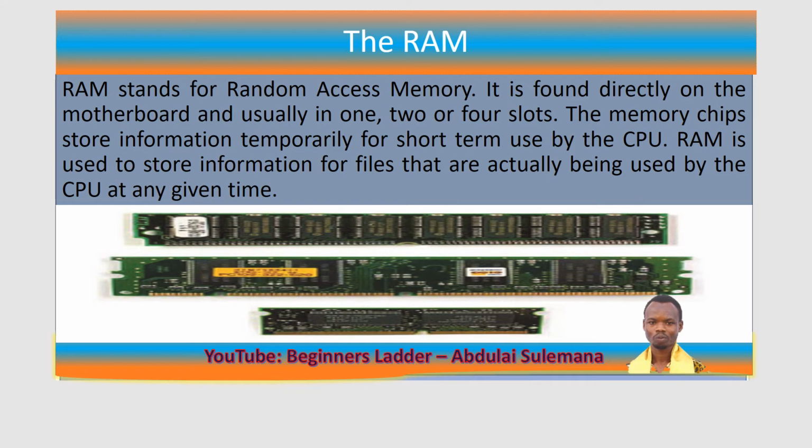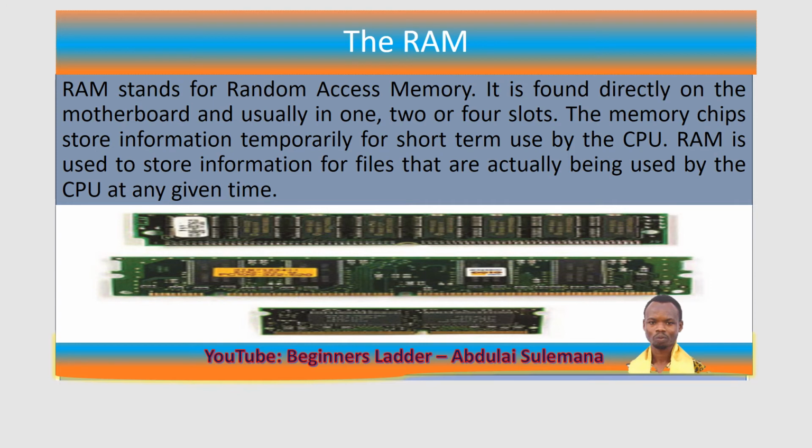The RAM stands for Random Access Memory. It is found directly on the motherboard and usually in 1, 2, or 4 slots. The memory chip stores information temporarily for short-term use by the CPU. RAM is used to store information for files that are actually being used by the CPU at any given time.